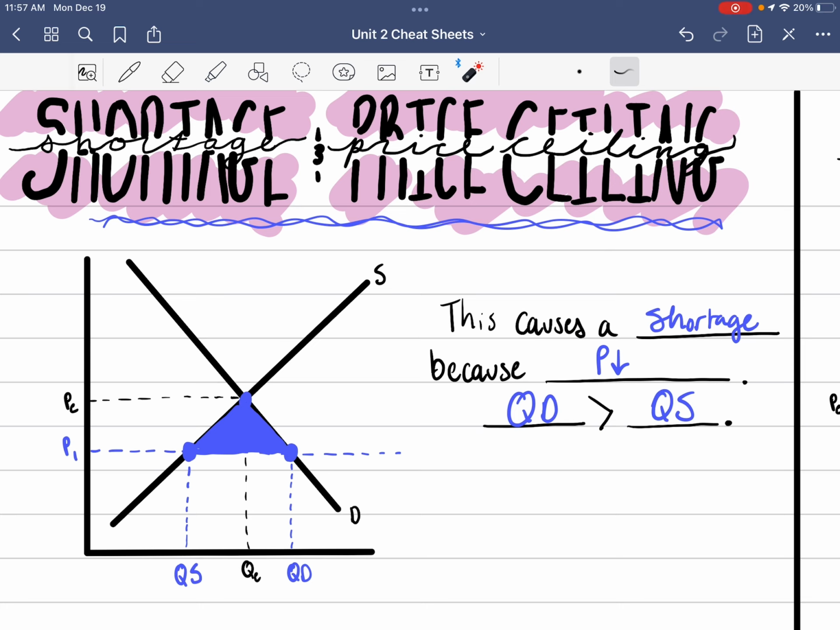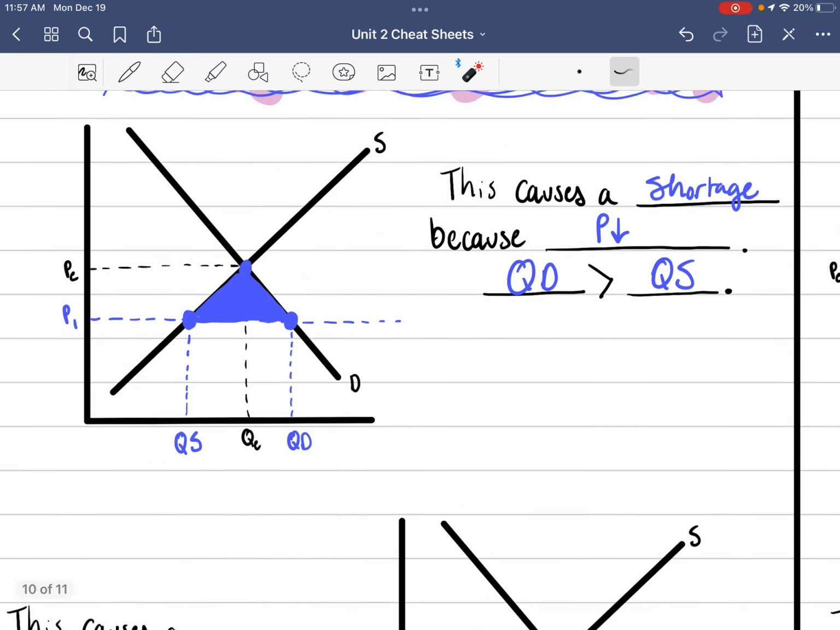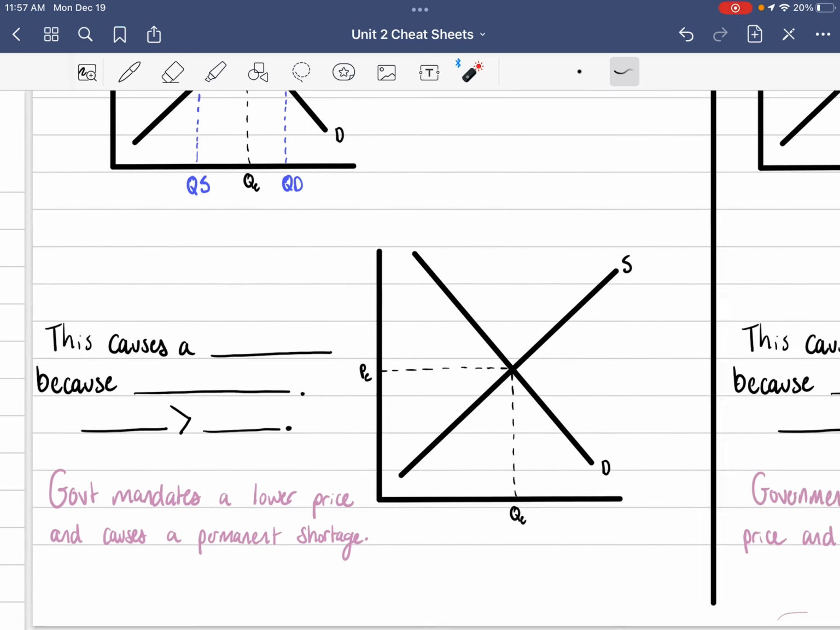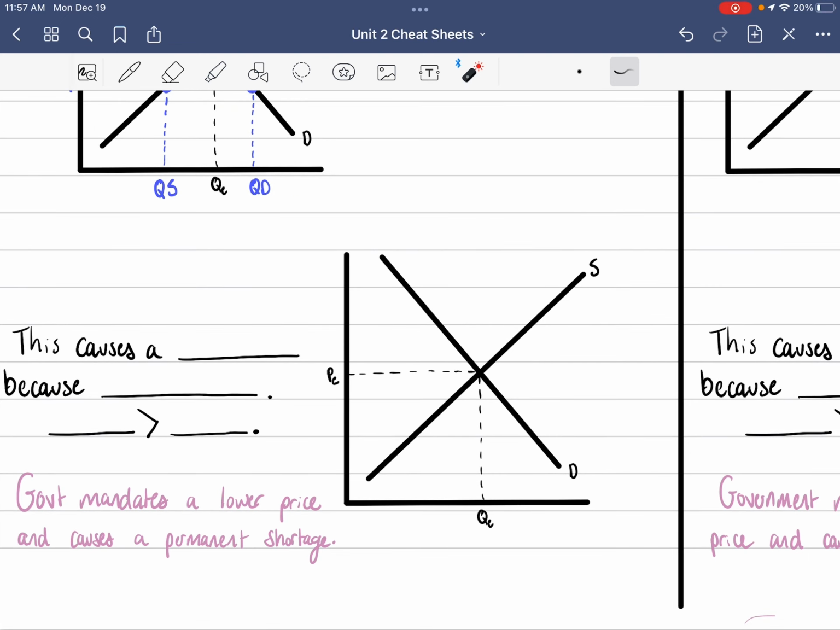Okay? So that's shortage. Let's do the exact same thing, but when the government does it, it's called a price ceiling. So draw a blank graph at the bottom underneath shortage, and fill in the blank scenario. We're going to make this one a little bit different, so write out this definition. This one is going to be called price ceiling. So in this scenario, we're going to be looking at a price ceiling.